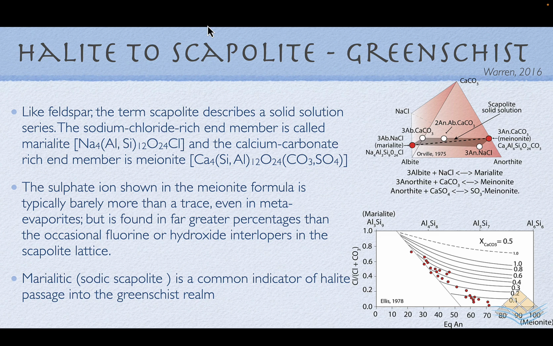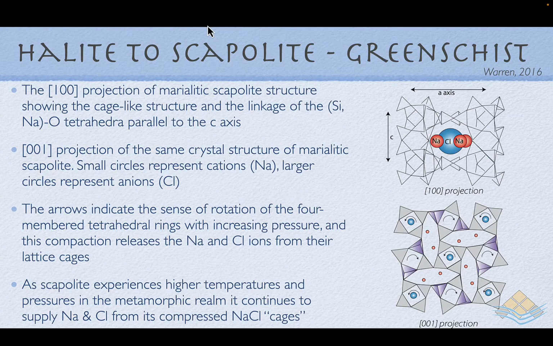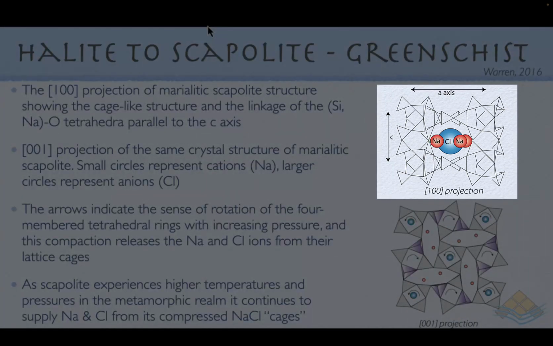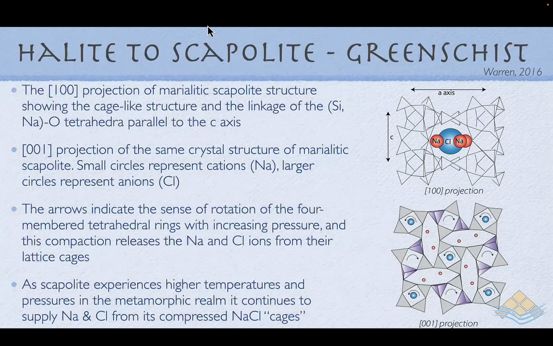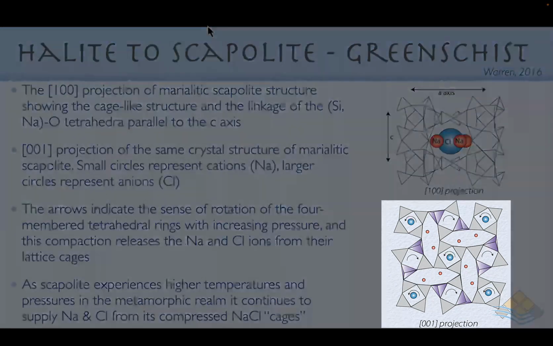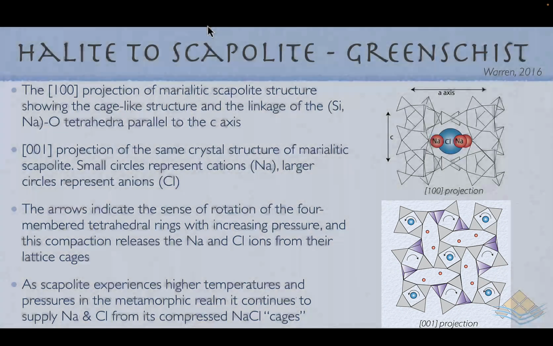It's also interesting that once we form scapolite, we can continue to produce sodium chloride-rich metamorphic fluids as that scapolite is compressed as we go into increasing metamorphic grades. The upper diagram is a bar 100 projection of marialitic scapolite structures, and it's showing you the cage-like structure within the lattice and the linkage of the silica sodium oxygen tetrahedra that parallel the C-axis. The lower image here is the 001 projection of the same crystal structure for marialitic scapolite, and the small circles are representing the cations, sodium in red, and the larger circles in blue are representing the anions, the chlorine.